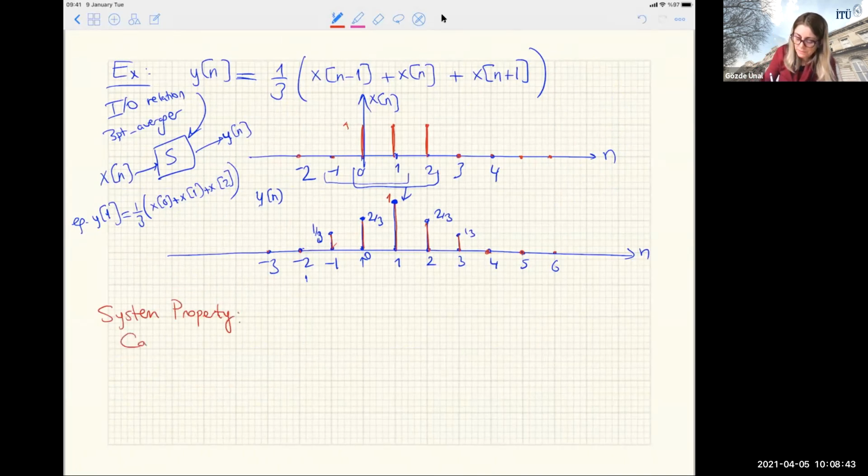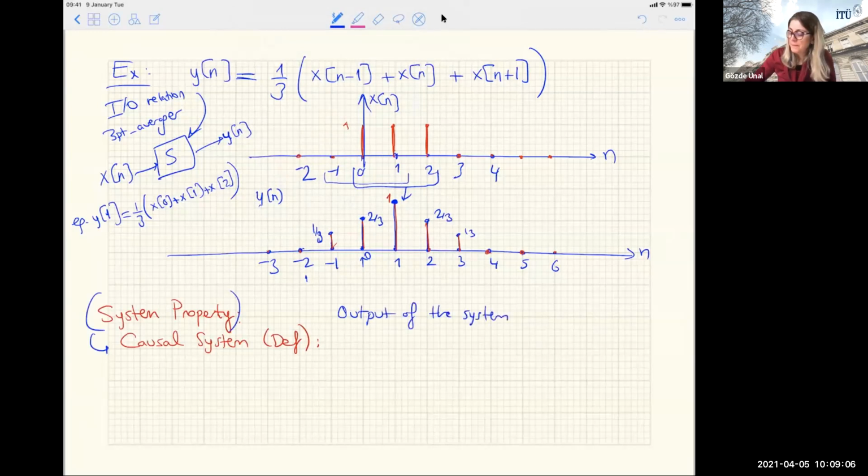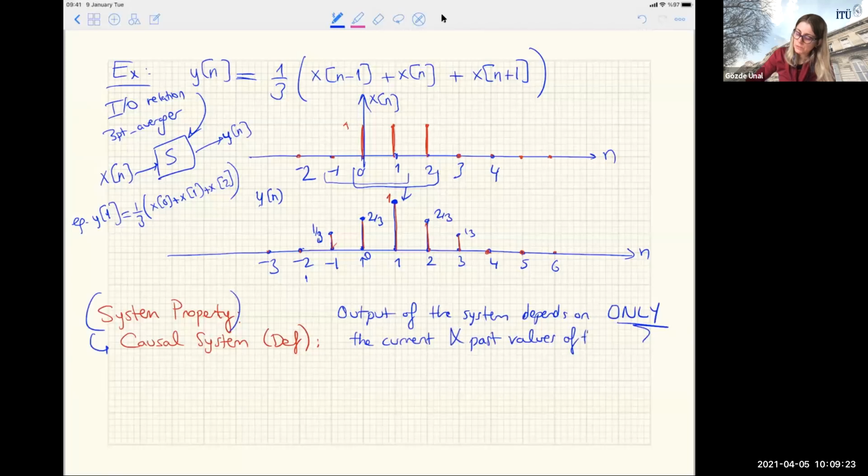Here, what is a causal system? Let's define the definition of a causal system. Guys, this is just for causality, by the way, a system property, okay? Output of the system depends on only the current and the past values of the input signal. Only is important here, only the current and past values of the input. Okay?